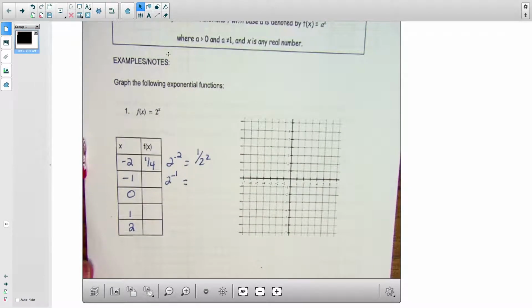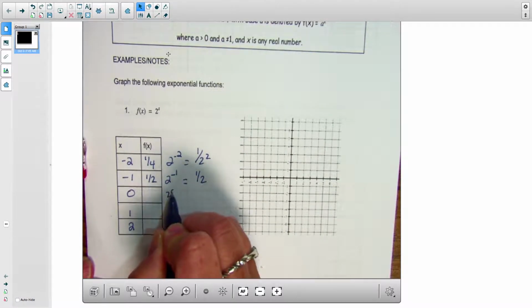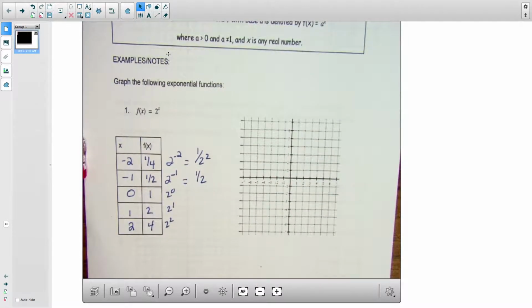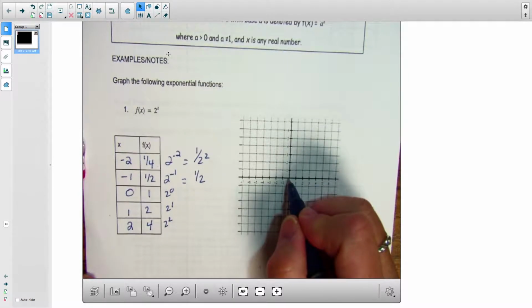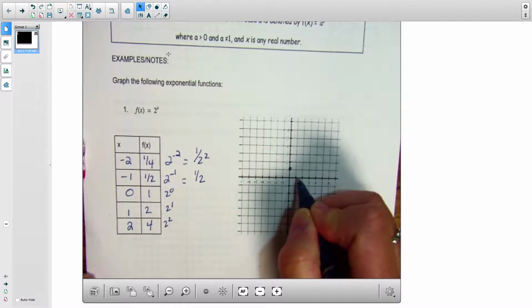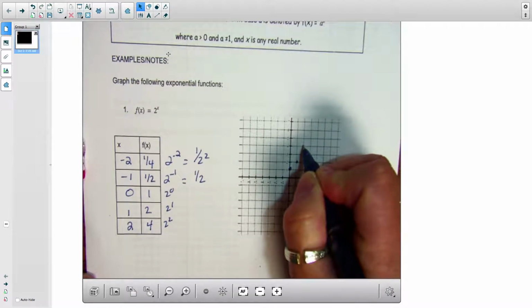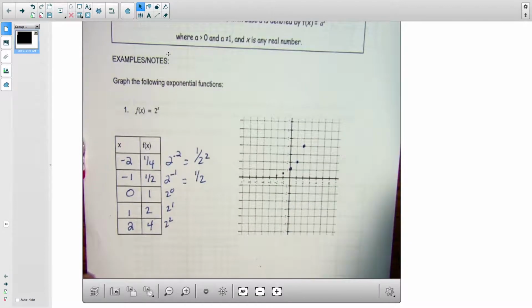2 to the negative 1, 1/2. 2 to the 0, 2 to the first, 2 squared. So over 0 up 1, over 1 up 2, over 2 up 4. Then we have these negatives, 1/2, 1/4.